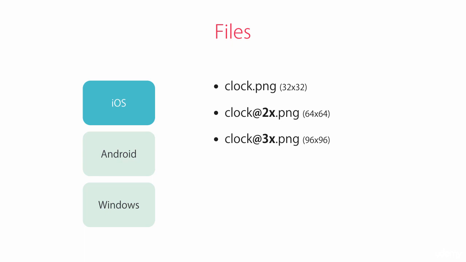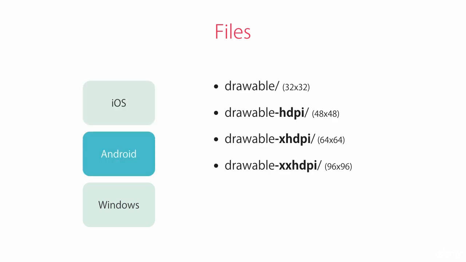Now, what I want you to note here is the naming convention for iOS. Our original clock file is 32 by 32 pixels. Now we have another clock file with the suffix @2x, which is twice as big as the original clock file. And similarly, we have another file with the suffix @3x. So whenever you want to supply platform-specific images for iOS, it's best to supply the same image in 3 different sizes.